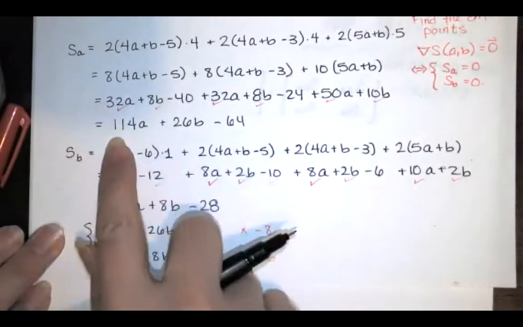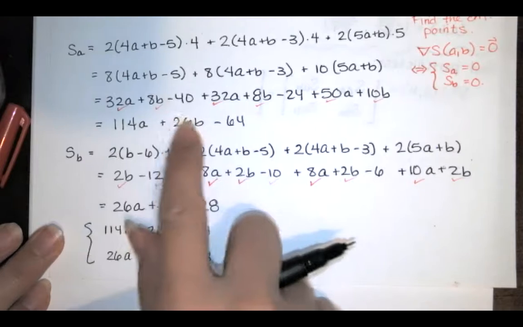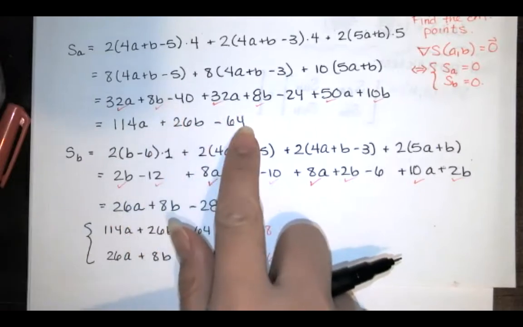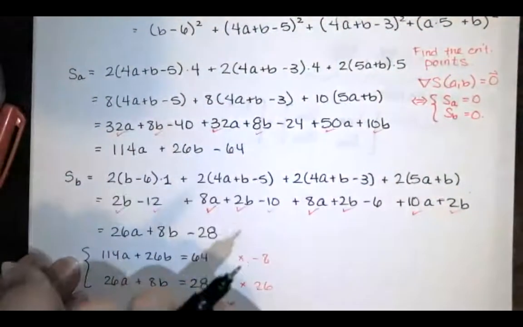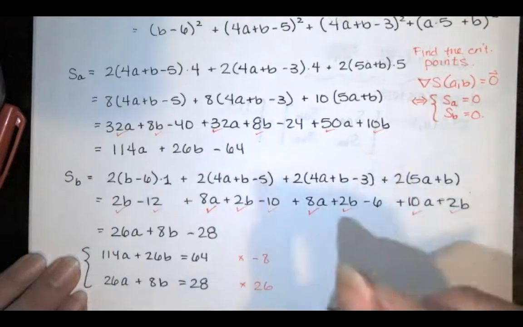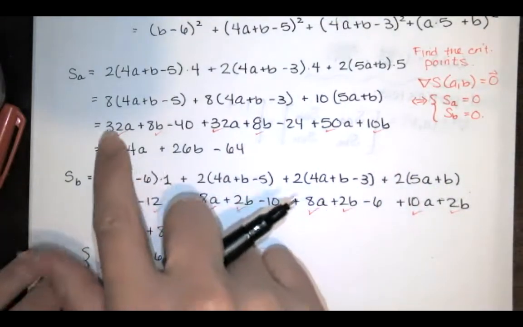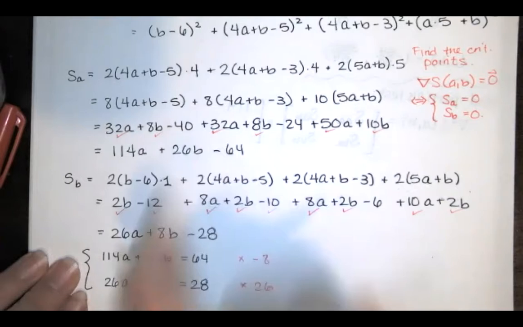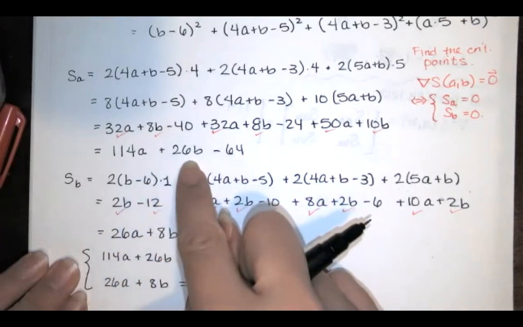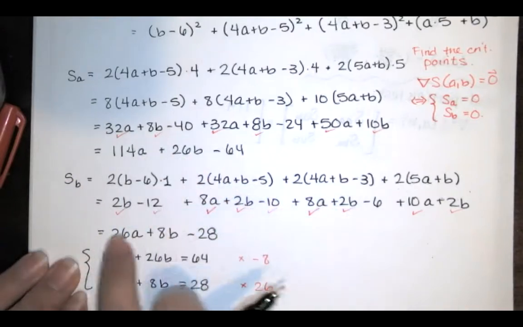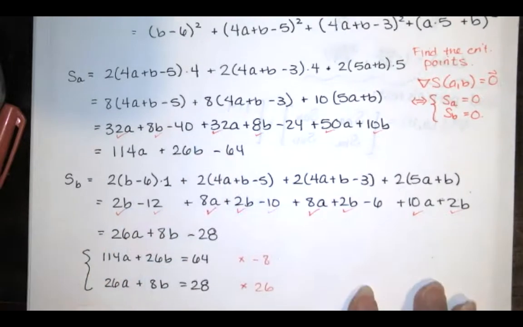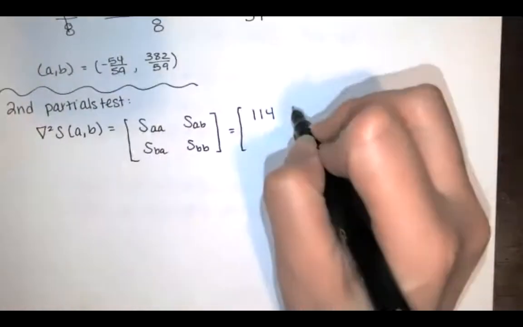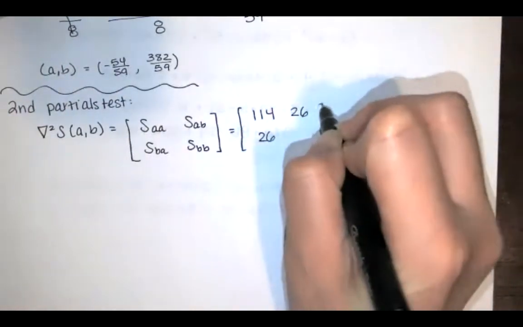The second partial of S with respect to A is 114. So the derivative of that with respect to A is 0, and the derivative of that with respect to A is 0. Now, the second partial of S with respect to A and then B should be the same as the second partial of S with respect to B and then A. The derivative of this guy with respect to B, treating A as a constant, is just a 26. And hopefully the derivative of this guy with respect to A, treating B as a constant, is 26, and it is. So those are both 26, good. Should be the same, we expect them to be the same.